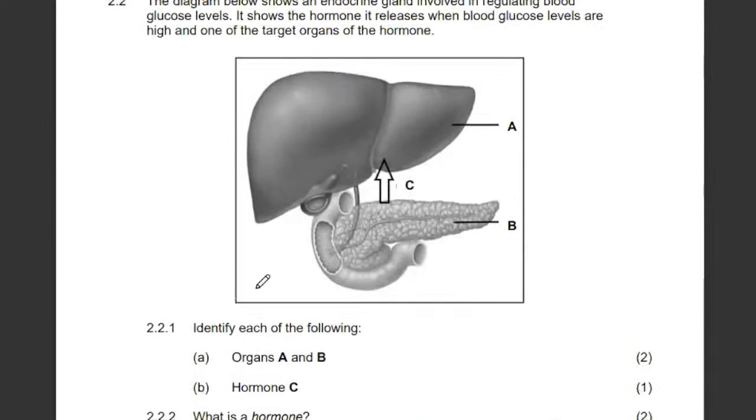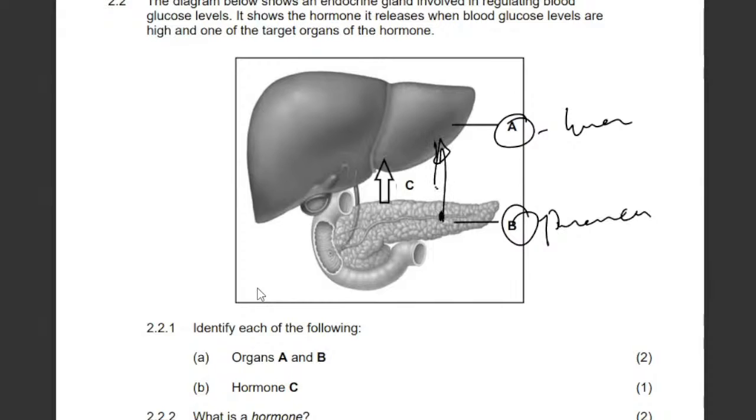So now we need to know, as I told you, that you always think which gland is this? Is the liver, and which gland is this? Is the pancreas. So the hormone is from the pancreas and it goes to the liver. But remember that we have two kinds of hormones: we have the glucagon and the insulin.